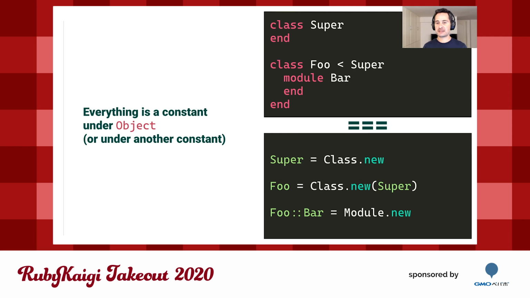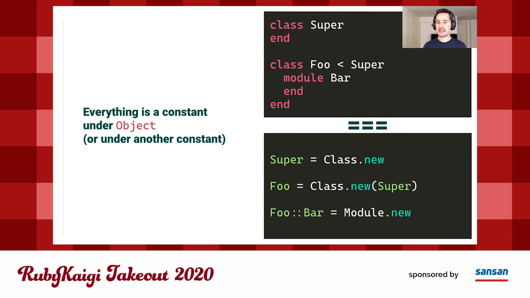And then there's a similar class, which is Module. And if you call Module.new, that creates a new module. Notice that super and foo are constants defined under Object because everything lives under Object in Ruby.